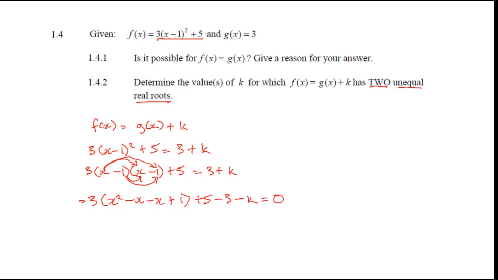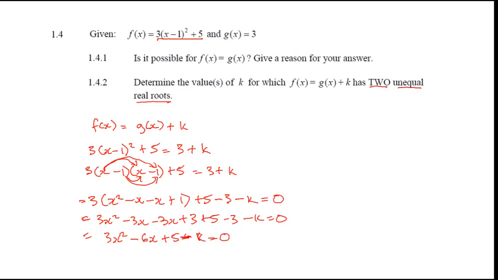Okay, let's expand that. So that's 3x squared minus 3x minus 3x, because the 3 is multiplying inside, plus 3 plus 5 minus 3 minus k is equal to 0. Okay, so we've got 3x squared. So negative 3 minus 3 is negative 6. That's negative 6x. 3 plus 5 is 8 minus 3, so that's positive 5. So plus 5 minus k being equal to 0.